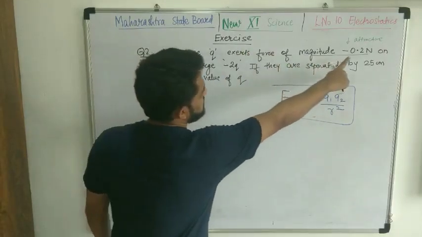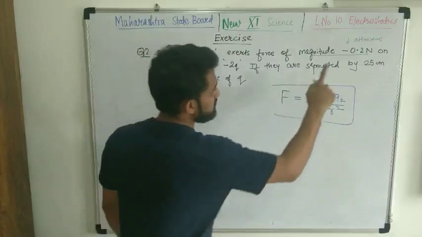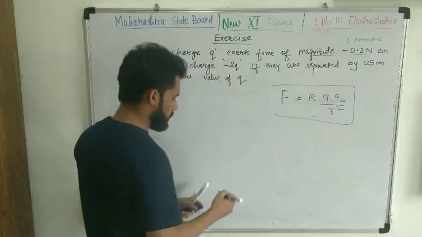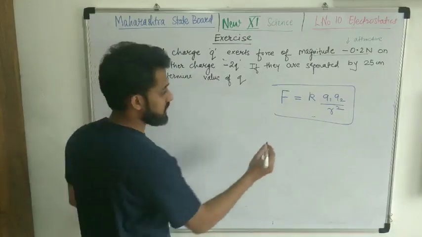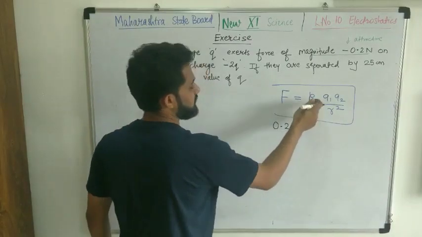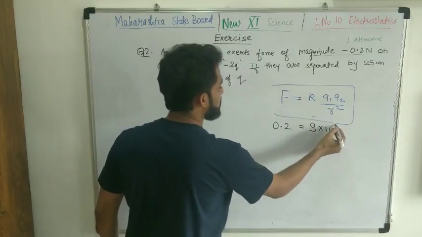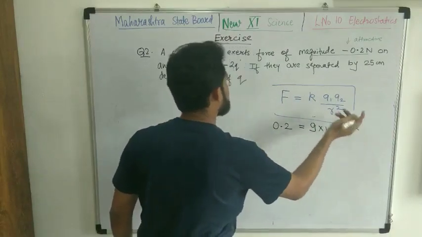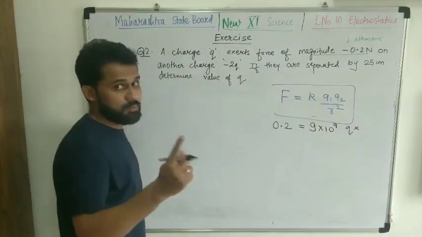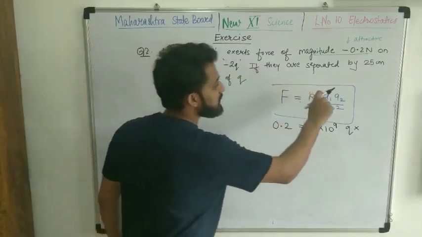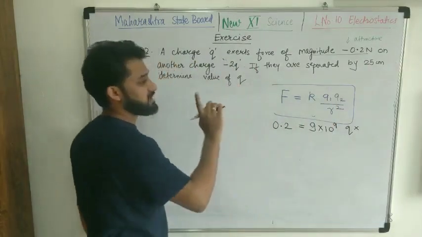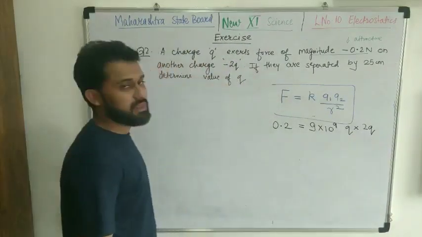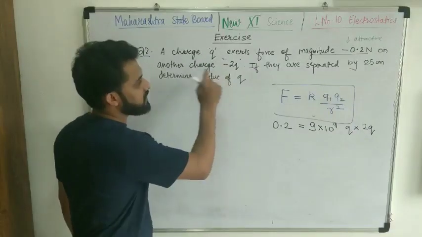the force is given as minus 0.2, I won't put the minus sign because force negative means attractive, 0.2 Newton is the value of force. So if I substitute the value of force, 0.2 SI units, the value of the constant is 9 times 10 to the power 9, charge 1 is Q and charge 2 is minus 2Q. But I won't put the minus sign, as in this formula you only put the magnitude of charges and not the signs. So minus 2Q will be replaced, we will only put 2Q. We understand the charge 1 is positive, charge 2 is negative, and the force is attractive.